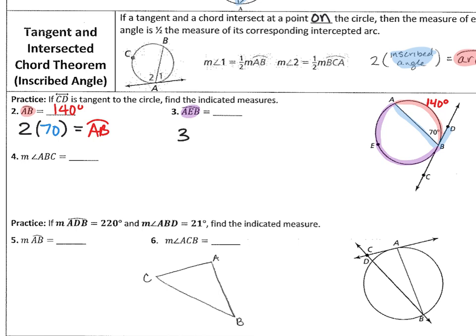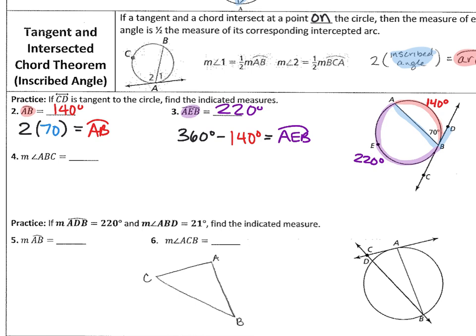I'm going to do 360 degrees minus that arc I've already found to be equal to the arc I'm looking for, AEB. So what is 360 minus 140? 220. So I know that this arc is 220 degrees, because the whole thing has to be 360. If part of it is already 140, you just take that part away and you have what's missing.